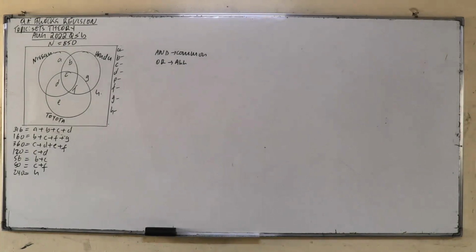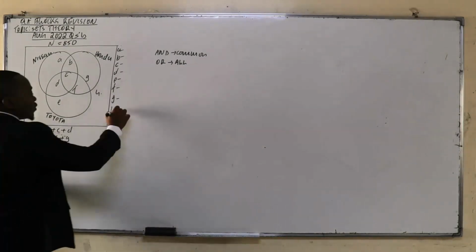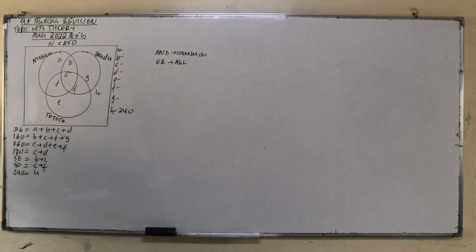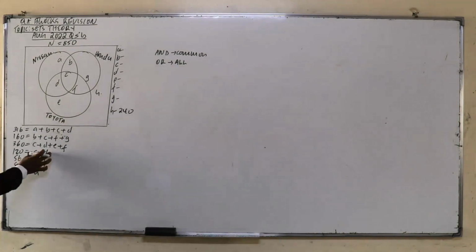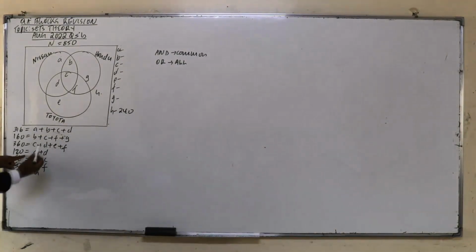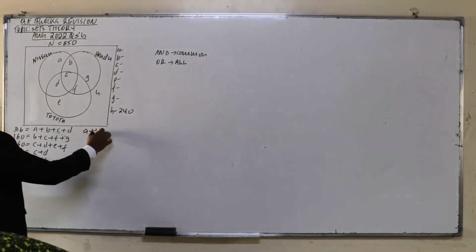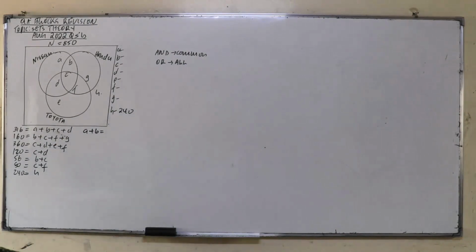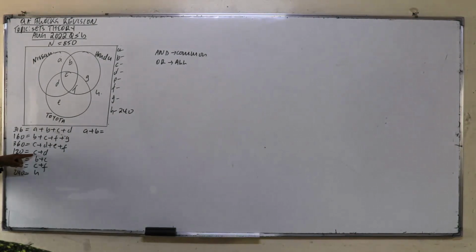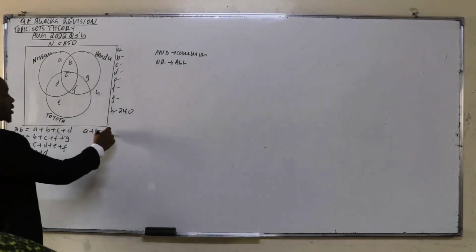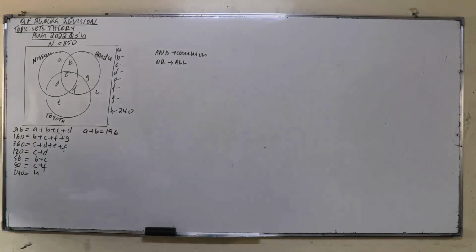So first of all, we need to crack the numbers. H is 240. Now we have CD. CD is 120. Now if CD is 120, that means A and B will be, give me A and B. We're saying that if ABCD is 316 and we have CD which is 120, that means A and B will be 196.